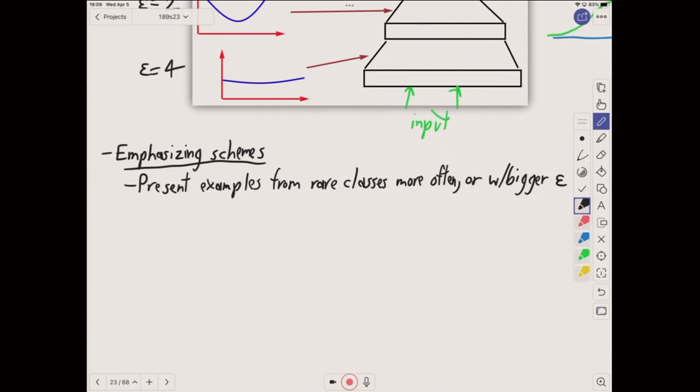Yeah? Messing with the what? Oh, yeah. This is very much a way of trying to simulate messing with the prior probability.